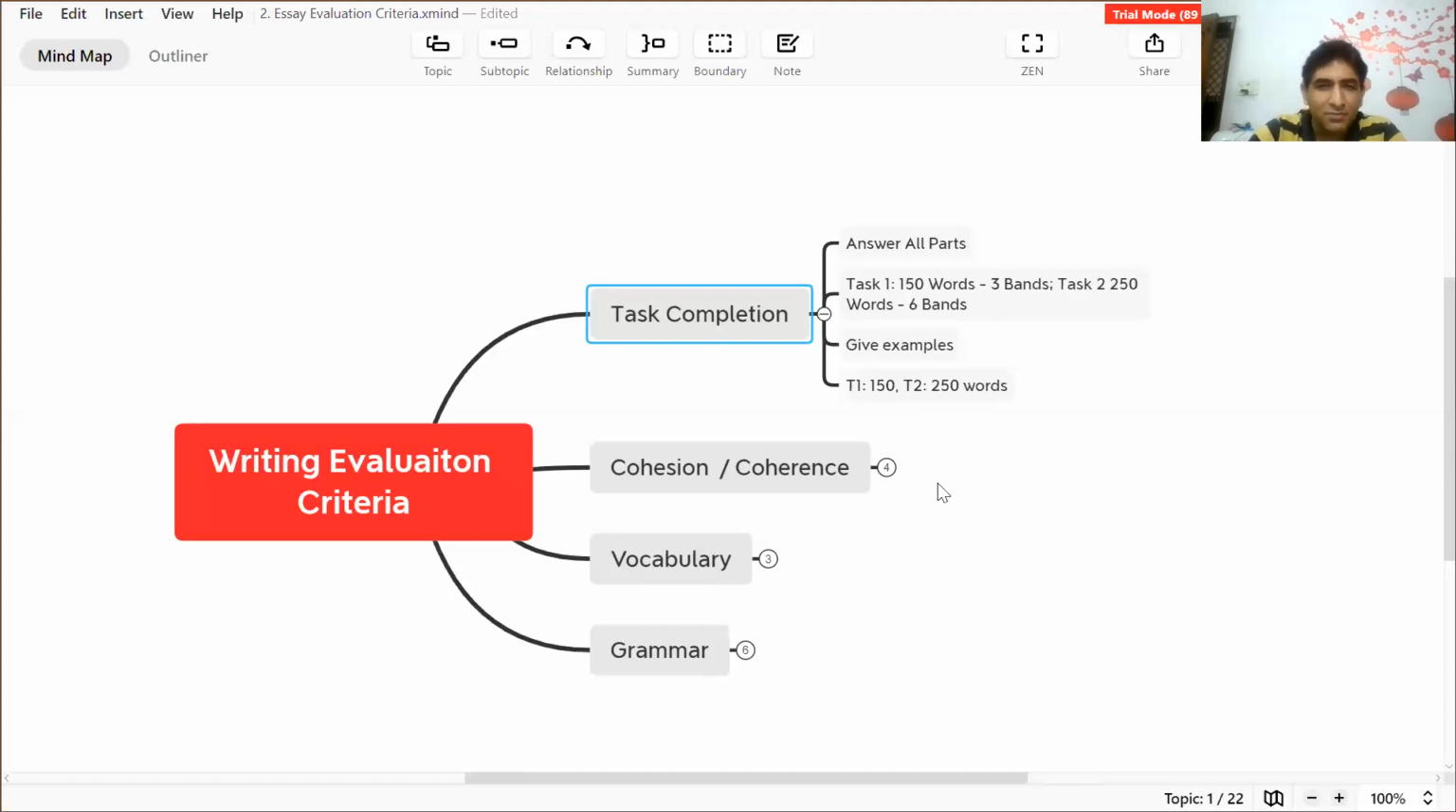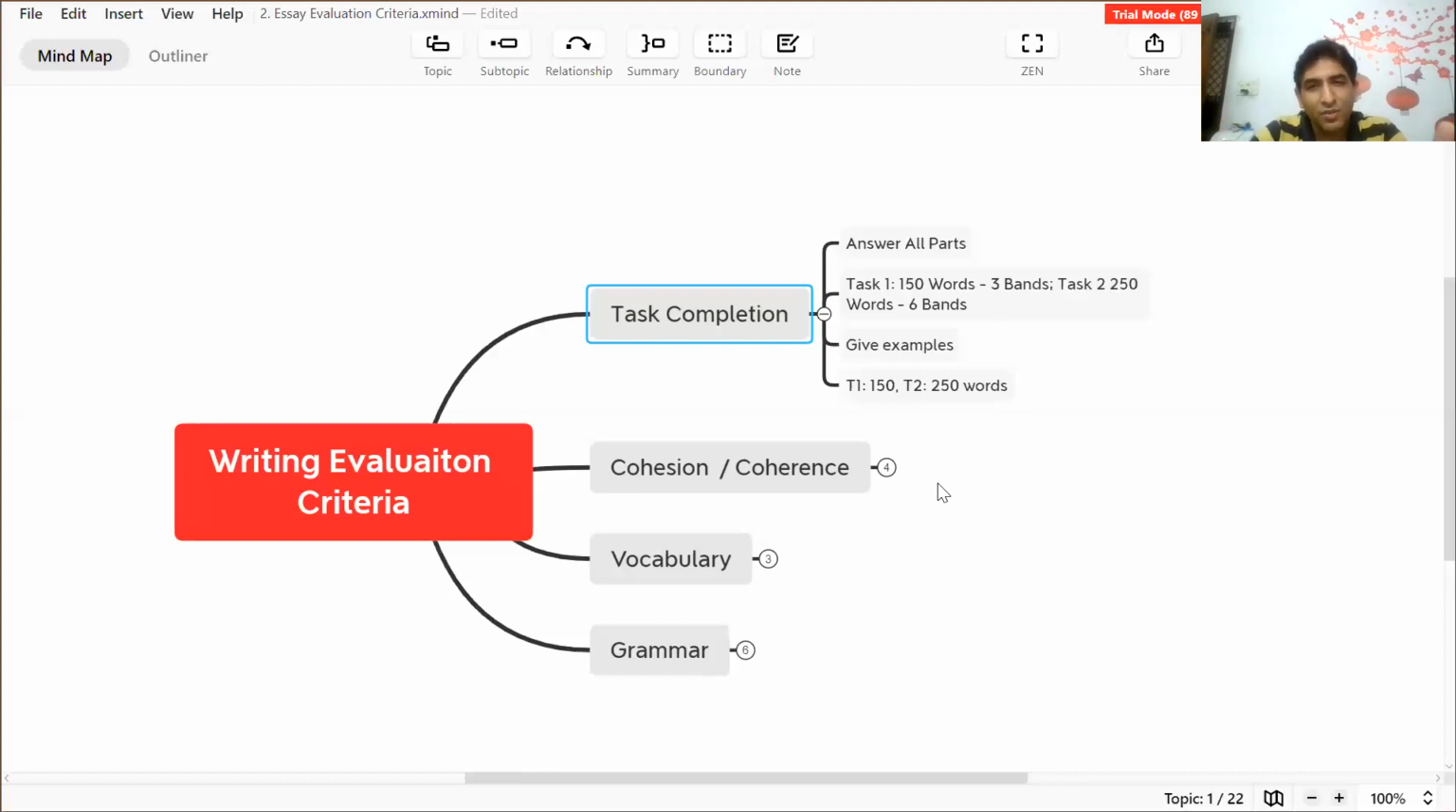As far as the distribution of marks is concerned, you get 2 questions in your IELTS writing. The first is task 1 and the second we call task 2. Task 1 is of 3 bands and task 2 is of 6 bands. Now this is not documented by British Council or IDP anywhere, but this is the general understanding that you get around 6 bands on the second task and 3 bands on the first one.